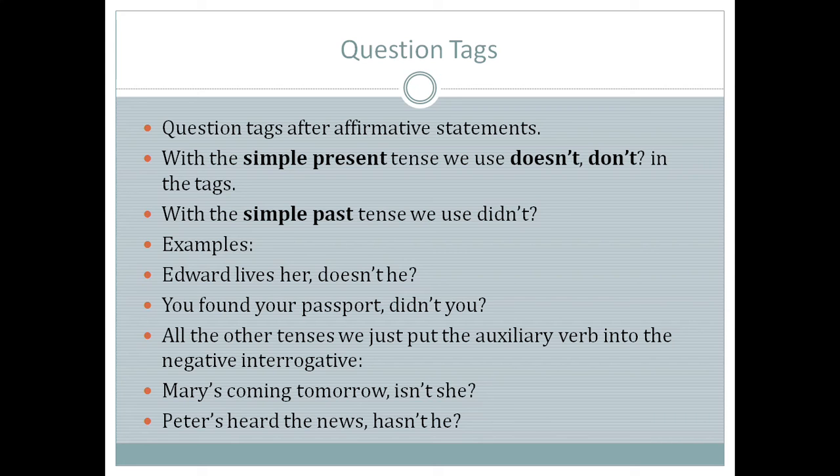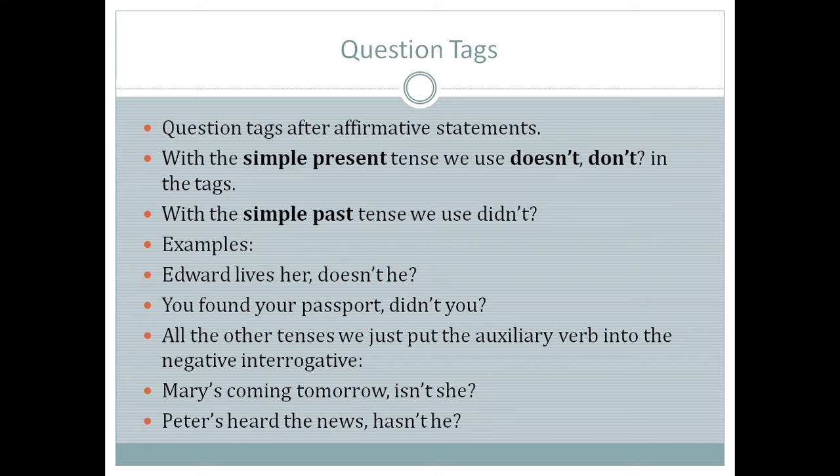So, question tags. Again here we have question tags after affirmative statements. With the simple present tense we use doesn't, don't in the tags. With the simple past tense we use didn't. Examples: Edward lives by himself, doesn't he? You found your passport, didn't you?